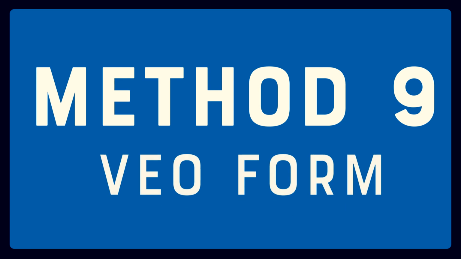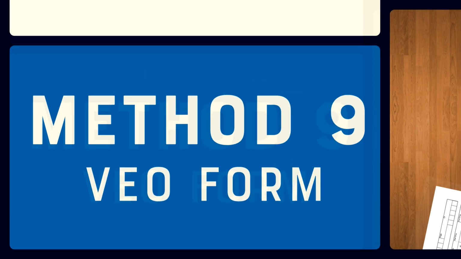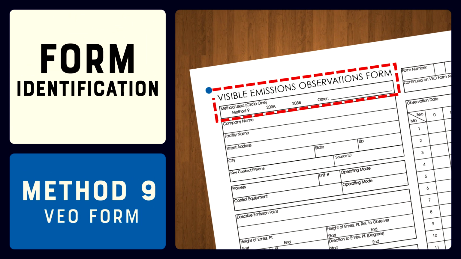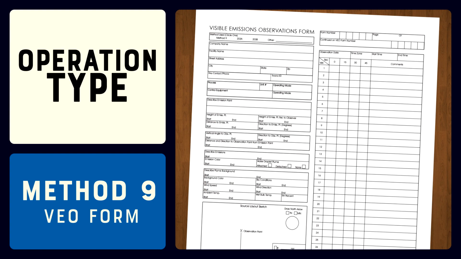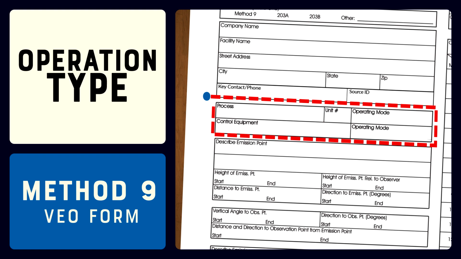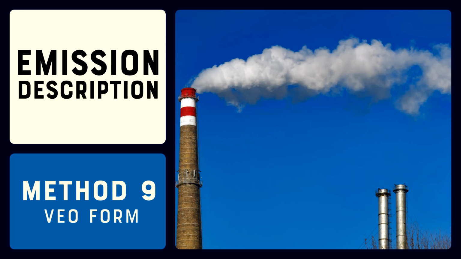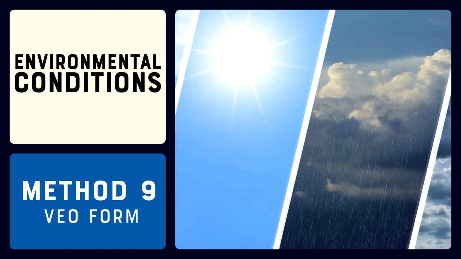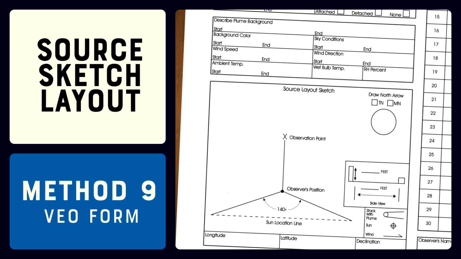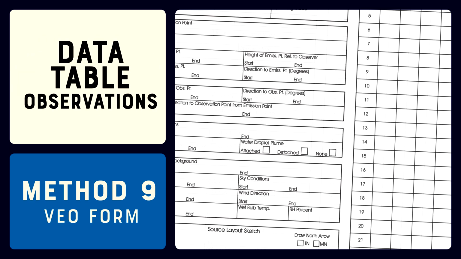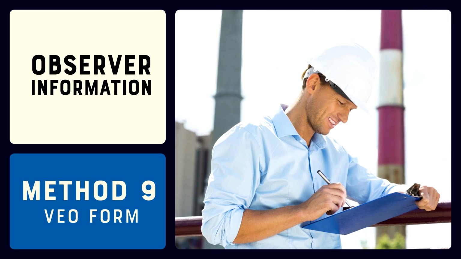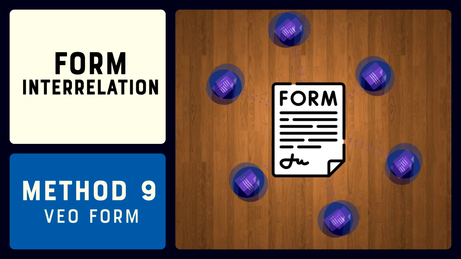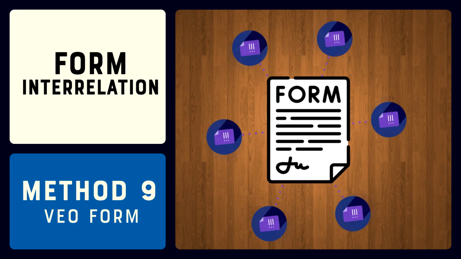We will address the Method 9 VEO form in 9 parts: form identification, company or facility identification, operation type, what process and control equipment are being used, emission descriptions, environmental conditions, source sketch layout, the data table that contains your observations, observer information, and form interrelation.